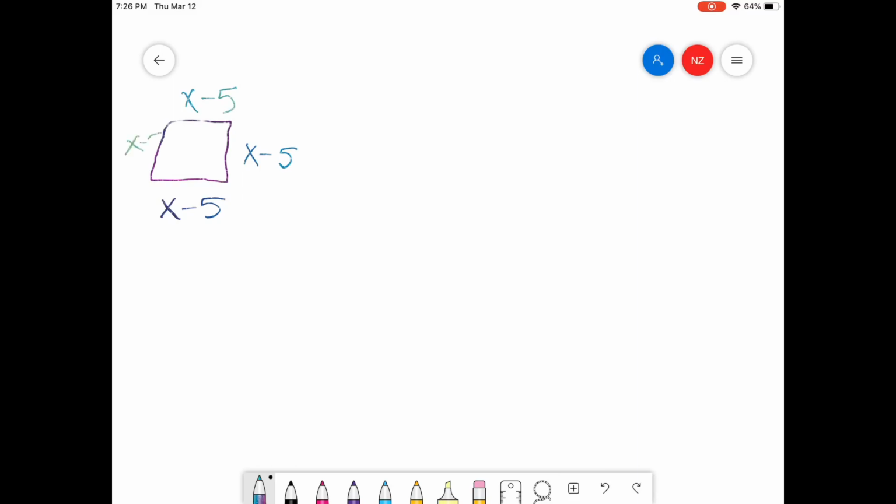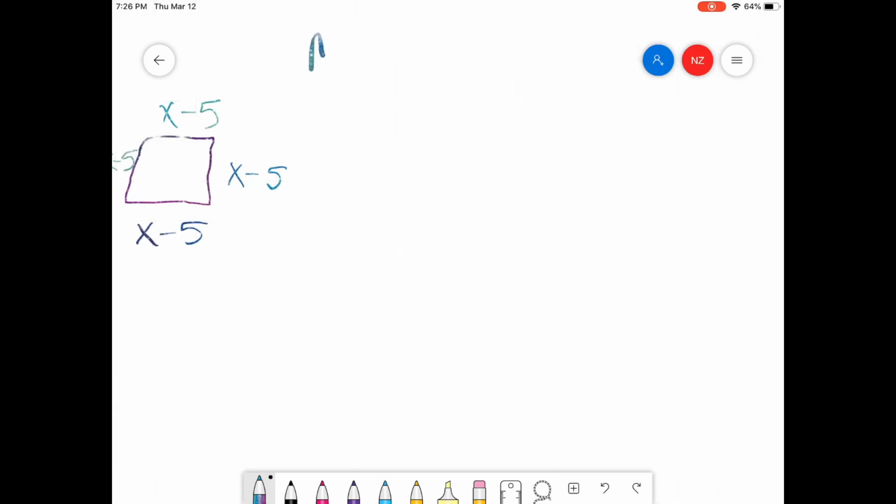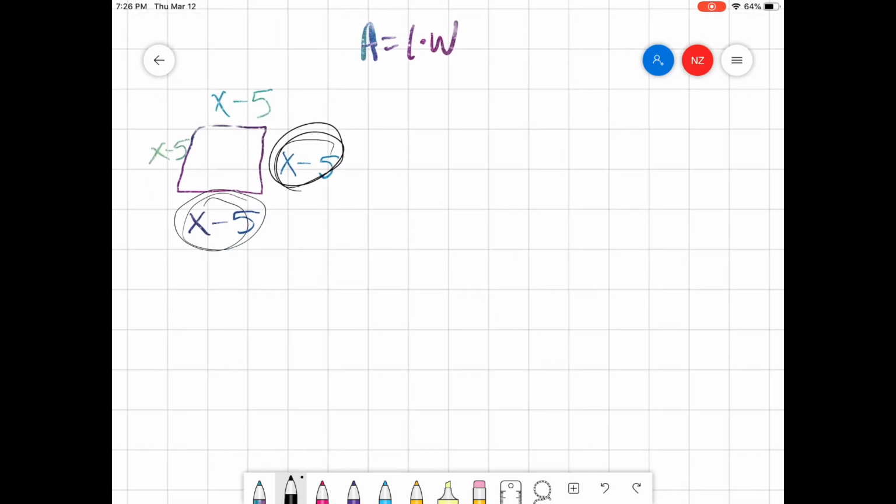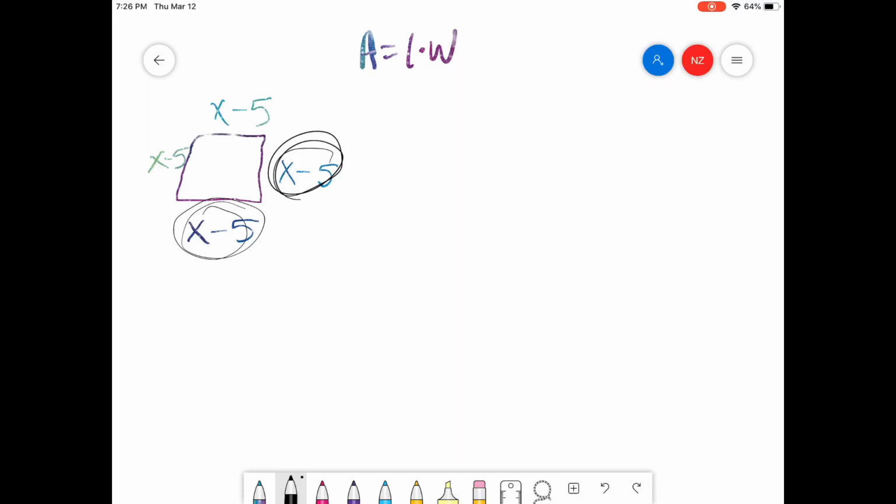So if I wanted to find the area of a square rug, I know that I can find the area of this four-sided shape by multiplying the length times the width. Area equals length times width. So I know that all four sides are the same. I have x minus 5 and x minus 5 and x minus 5 and x minus 5. I only need two of them, the length and the width, to find the area.